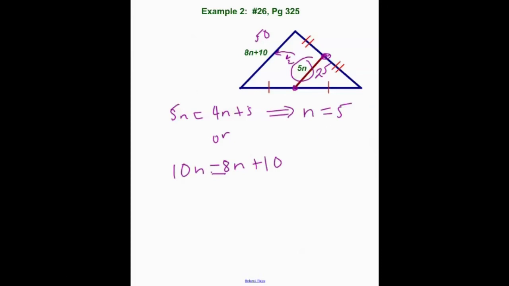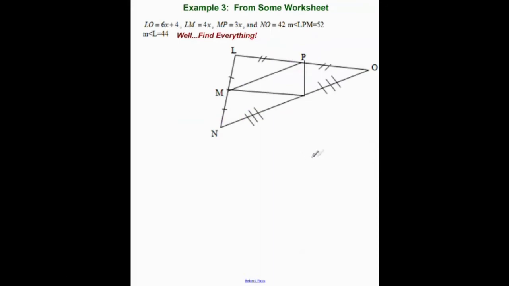And if you could do this, you are on target. We're not actually going to find everything. I'm just going to find some of the angles, because this could take a little bit of time. So first of all, we're going to label. I got 6x plus 4, so 6x plus 4 for LO. That's this whole thing right here. LM is 4x. So we got 4x here.